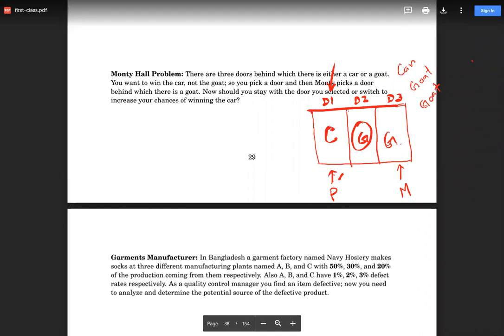But without spending too much time on the problem, you can do it like this. Car, goat, goat: that means the first door has a car, the second door has a goat, the third door has a goat. Or goat, car, goat, or goat, goat, car. These are the only 3 ways this could happen. So let's say you selected the first door that has a goat. Then Monty is either going to select this one or that one.